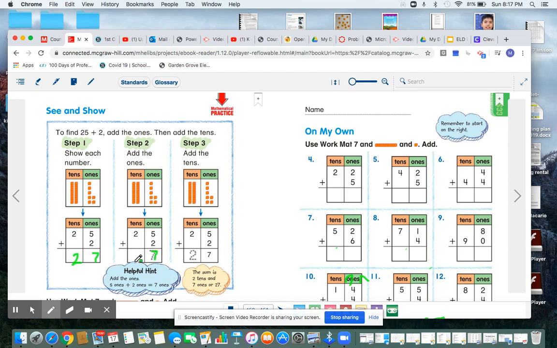And then you would do the tens. 27. Then you add the 10. So first, you're going to add the ones. When you do this problem, you always start by adding the ones, and then you add the tens. So here I have 7. I already had 7 because I knew it was right there, 7.